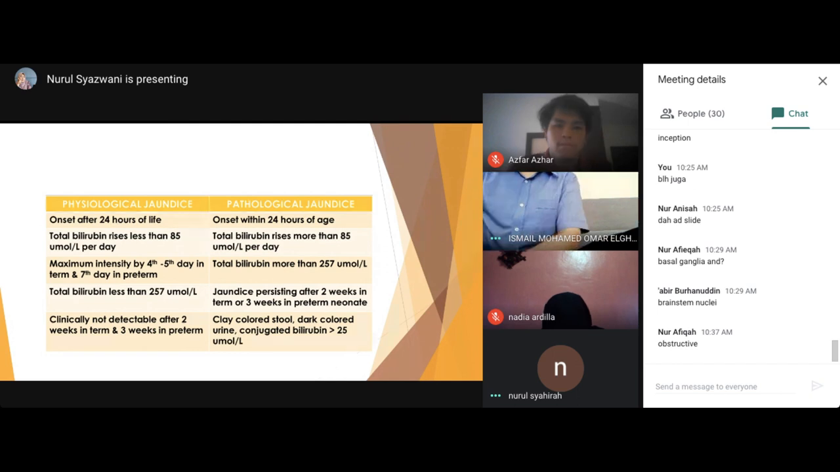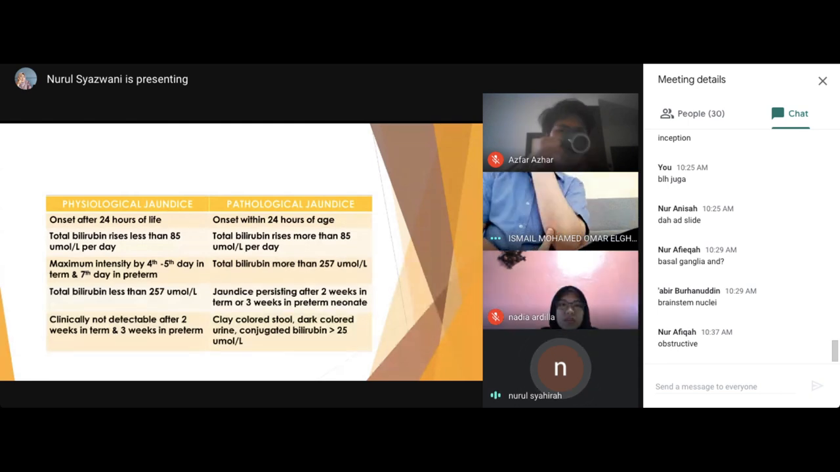These are the differences between physiological and pathological jaundice. For the physiological, the onset is usually after 24 hours of life, and for the pathological, within 24 hours. The total bilirubin for physiological rises less than 85 micromole per liter, and pathological rises more than 85 micromole per liter. For the physiological, maximum intensity is day 4 to 5 in term and 7 days in preterm.